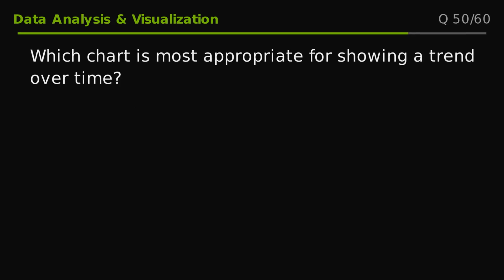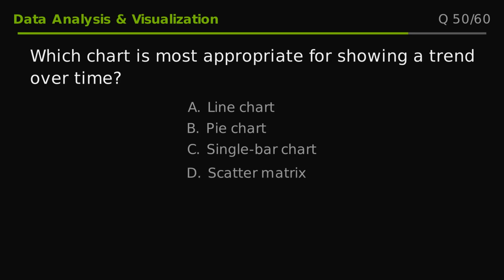Question 50. Which chart is most appropriate for showing a trend over time? Option A, line chart. Option B, pie chart. Option C, single bar chart. Option D, confusion matrix.